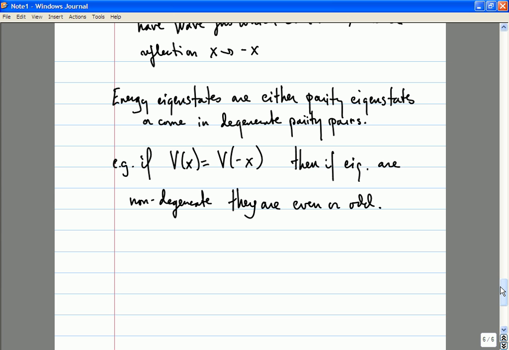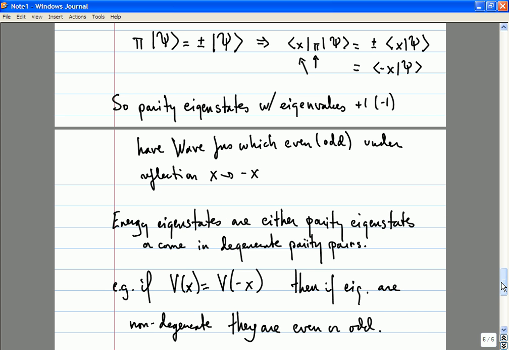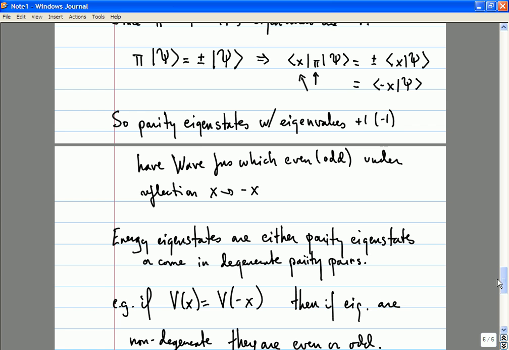Question? Should it be plus or minus x inside the graph? In which one, here? I'm sorry, plus or minus x. No, I'm sorry, minus x. Right. Because the point is that pi acting on x is equal to a state minus x.